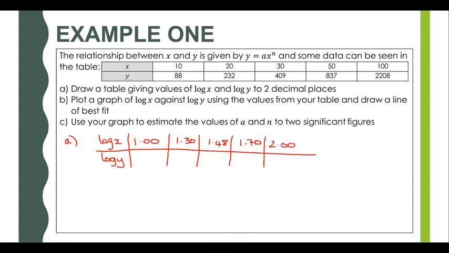We can do the same for log y, so if we put each of our y values in, first of all 88, we get 1.94. Log of 232 is 2.37. And if we do this for the rest of our values, we get 2.61, 2.92, and 3.34.